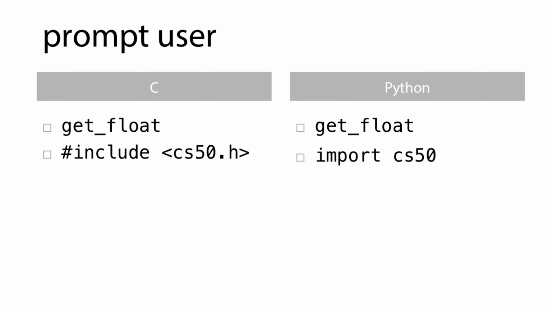So how do we prompt the user for the amount of change that they're owed? Well, in C, we had the getFloat function found in the CS50 library. So in order to use that function, we had to #include the CS50 library. Now in Python, CS50 also provides you with the getFloat function found in the CS50 module. So instead of #including it, you'll have to import it.